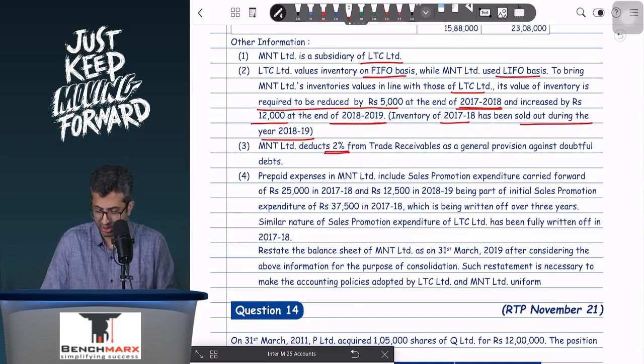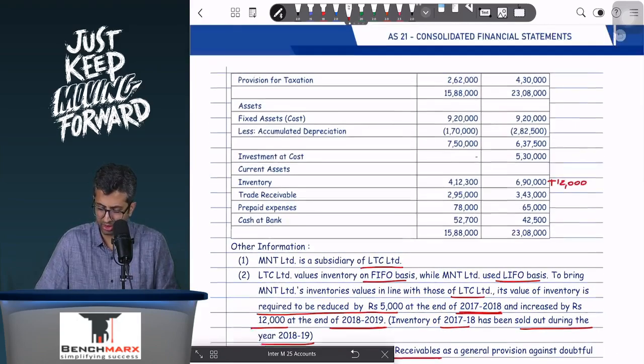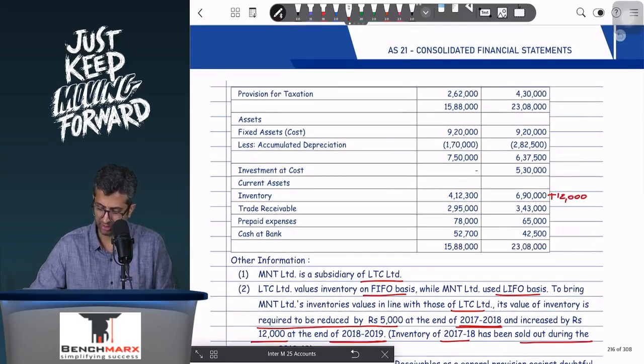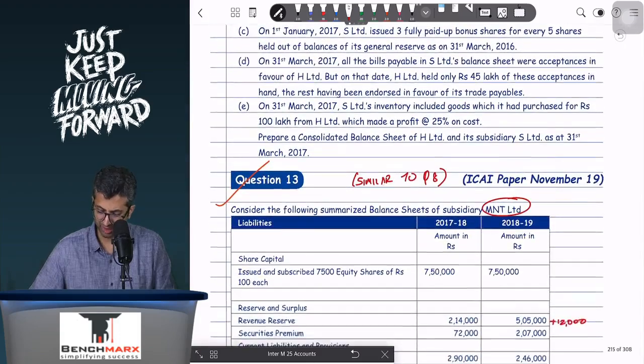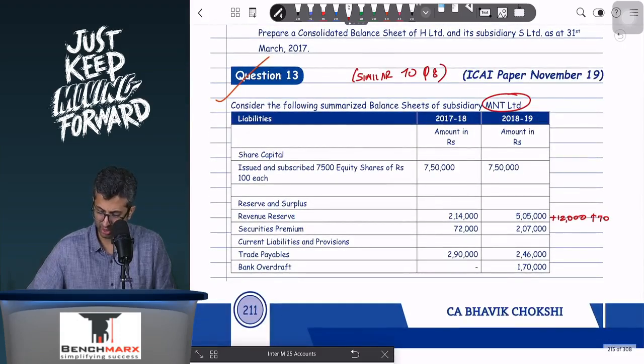M&T deducts 2% from trade receivables as a general provision for bad debts. So look at trade receivables of 343. 343 is equal to 98. Then 100 is equal to how much? 350. And hence, can I say 7,000 is what I will add on the debtors. And the second effect will go against the revenue reserves.